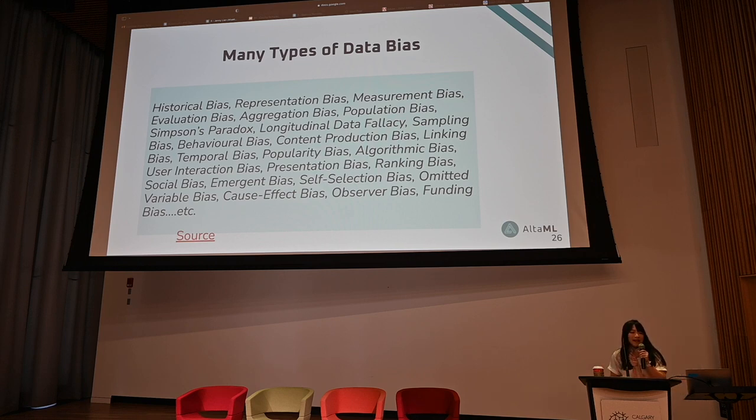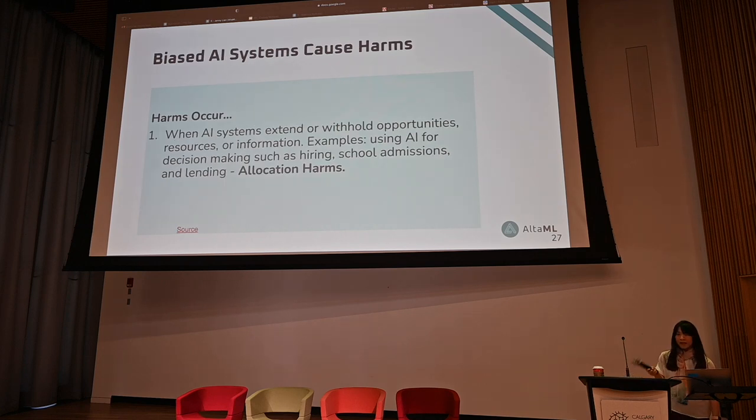But the point of this slide is there are many types of data bias. So you can always assume that there's some kind of data bias there. Instead of assuming there's no bias, you almost always want to assume there's probably some kind of bias. So let me look into those, okay? Why do we have to look into this? Because if you have data that's biased, you are going to build a biased machine learning system. And when your machine learning system is biased, it's going to cause harms.